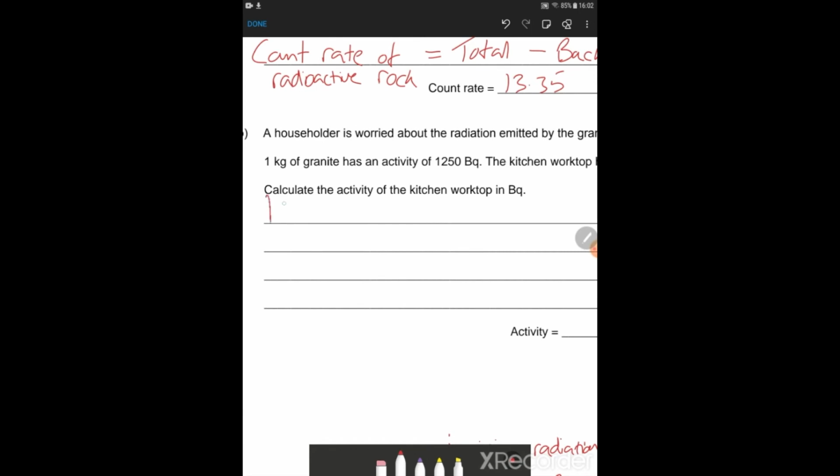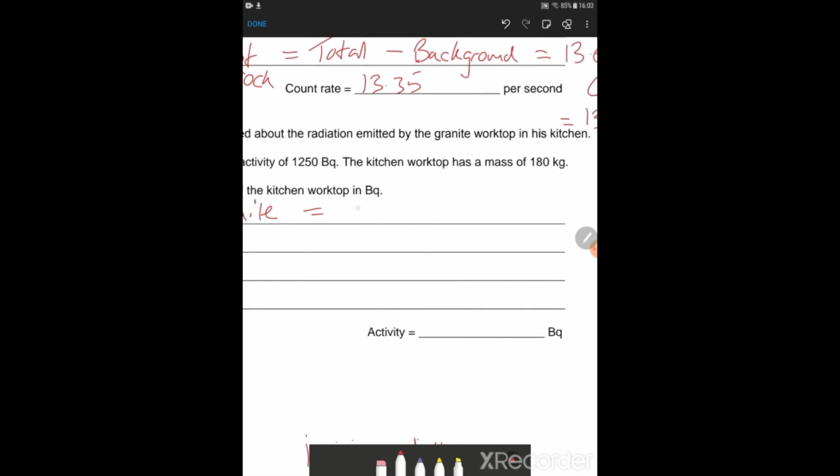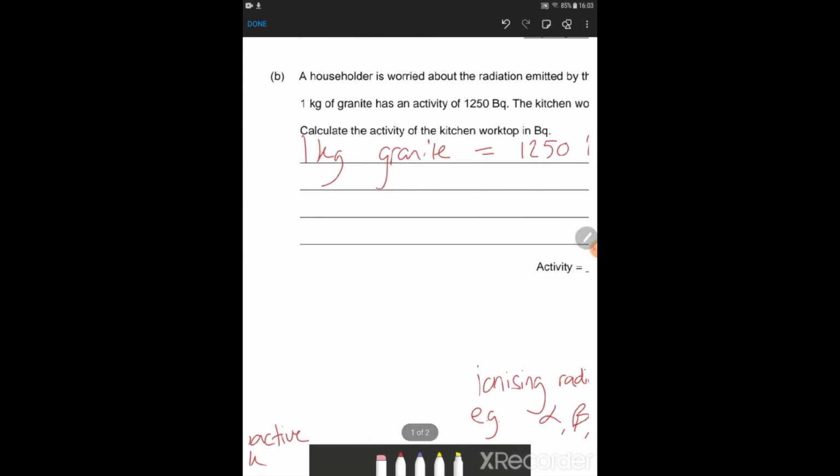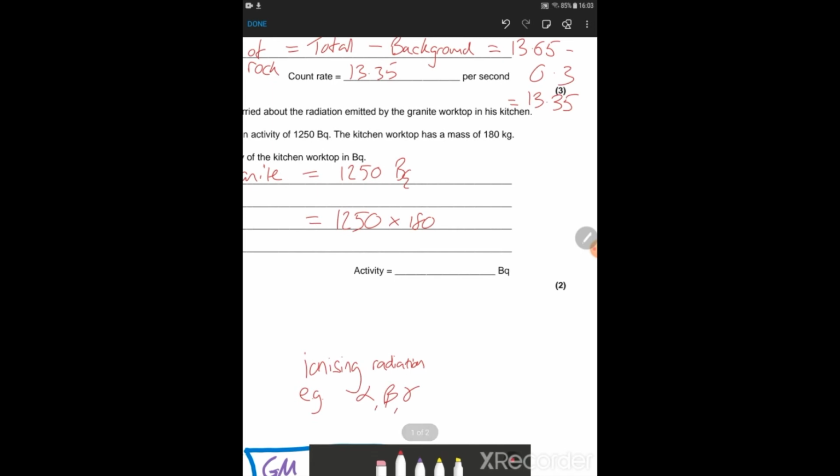So 1 kilogram of granite equals 1,250. So 180 is going to equal 1,250 times 180, which equals 225,000. That's going to be 225,000. Okay.